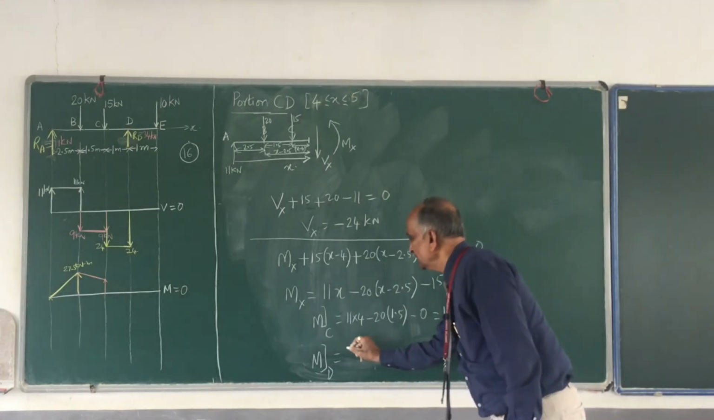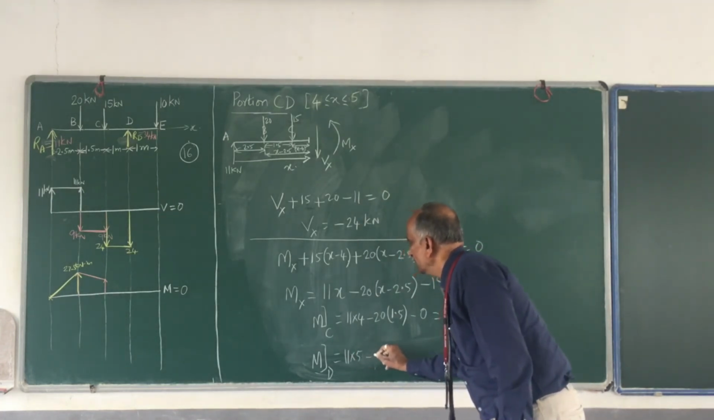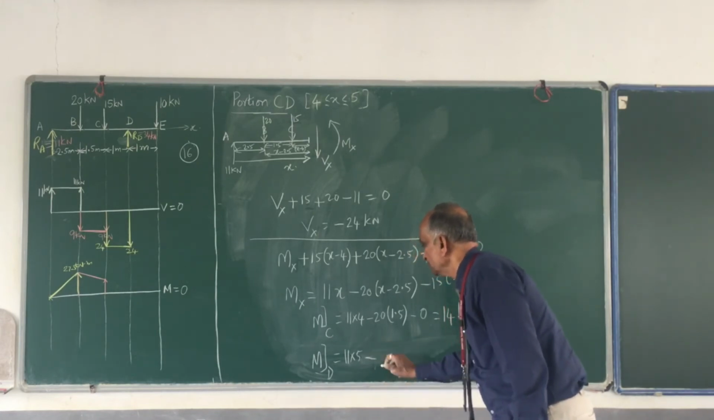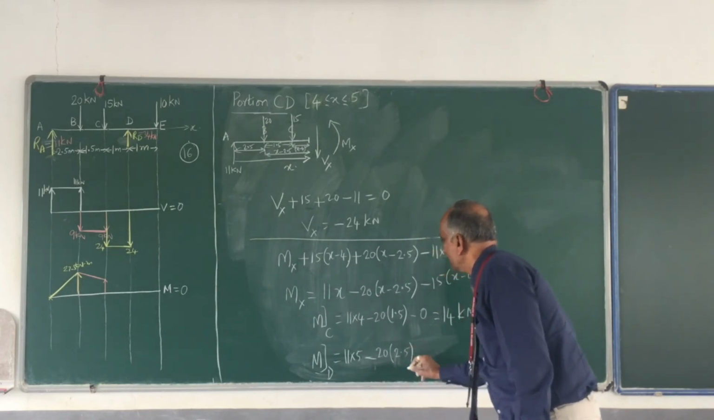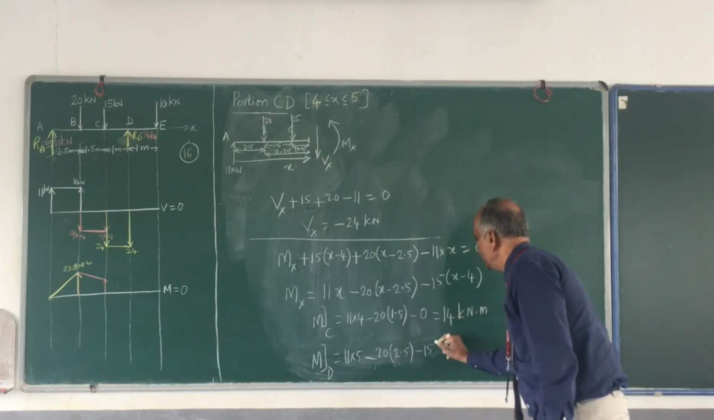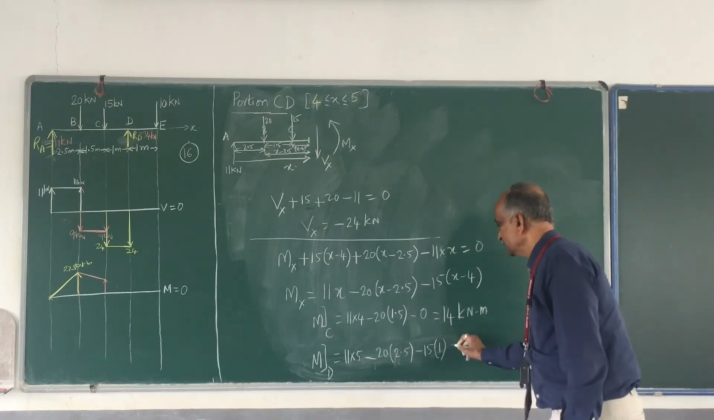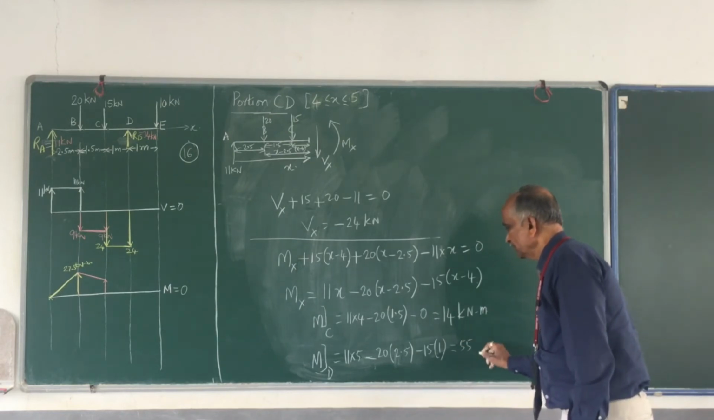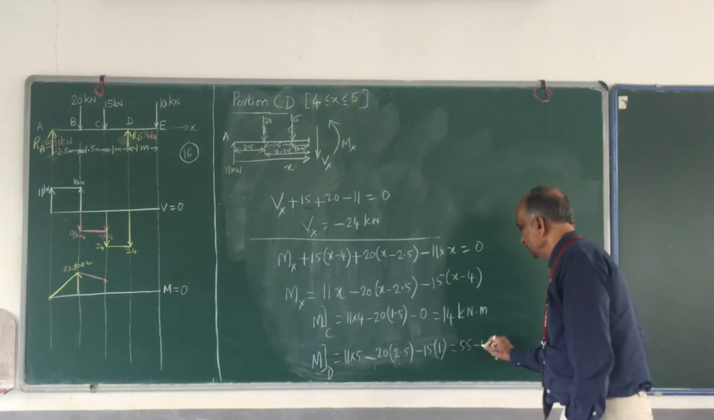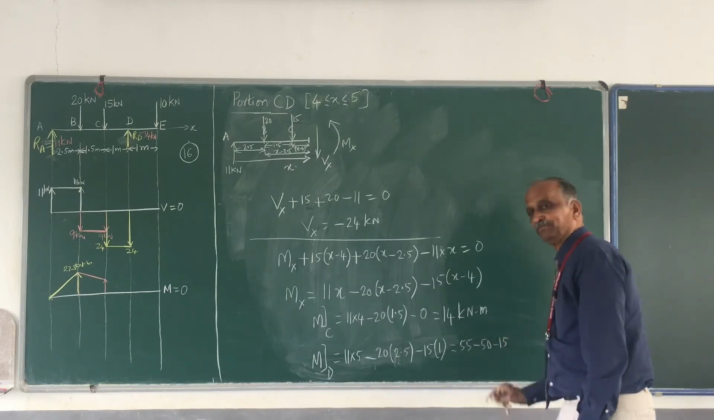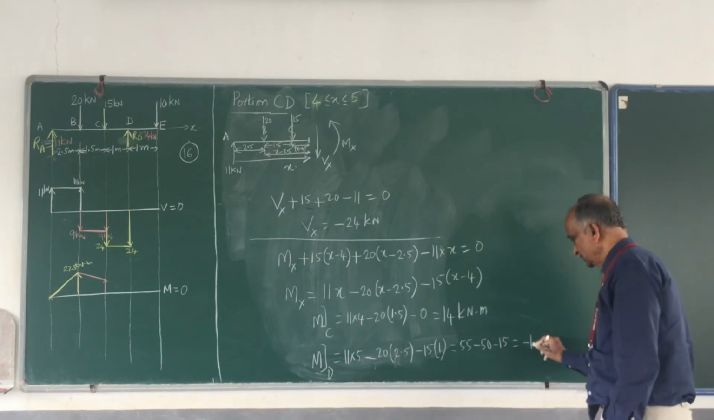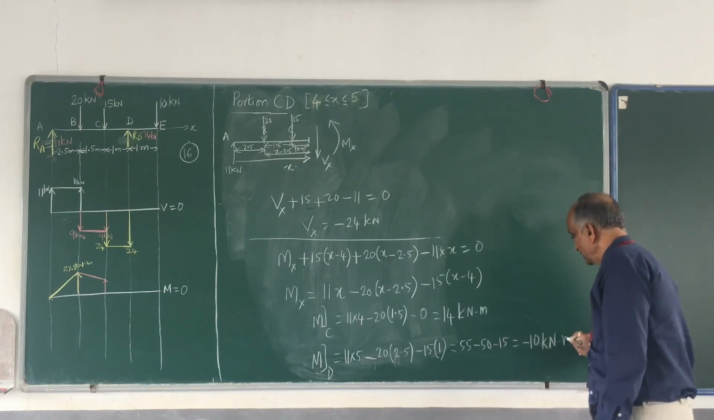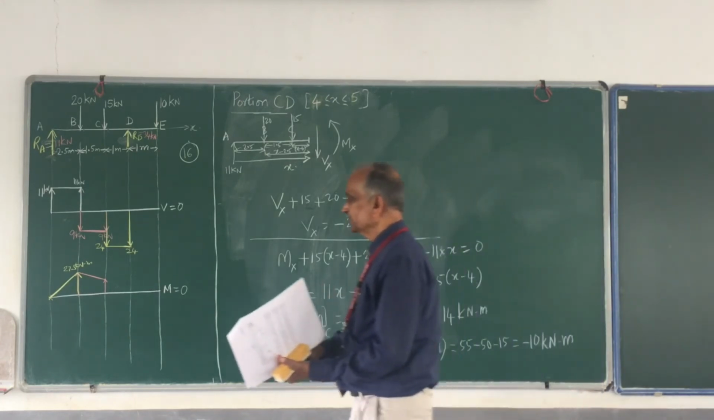And bending moment at D, what is the value of x? x is 5. So 11 into 5 minus 20 into (5 minus 2.5), which is 2.5, minus 15 into (5 minus 4), this is 1. So this is 55 minus 20 into 2.5, which is 50, minus 15. 55 minus 50 is 5, and 5 minus 15 is minus 10 kilonewton meter.